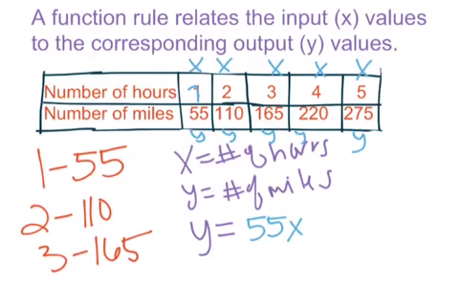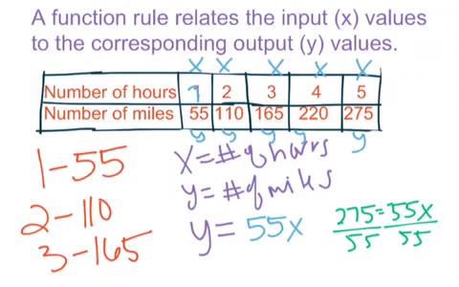So let's do this one. Let's do our last one. So if y equals, so let's do this last one, 275, equals 55 times x. Divide by 55 on both sides to solve for x. x is going to equal 5. Okay, so this is a true function rule.